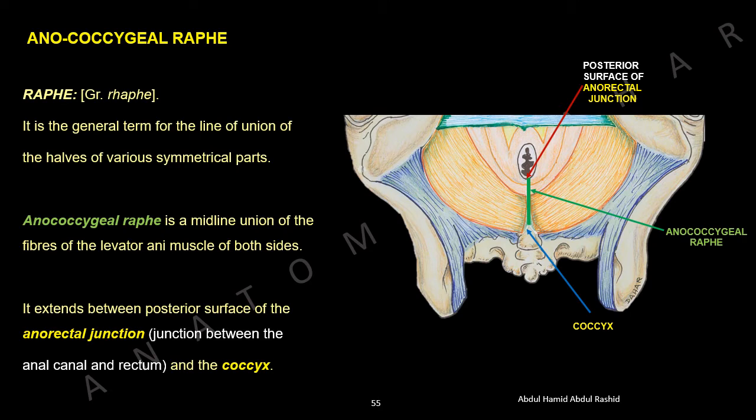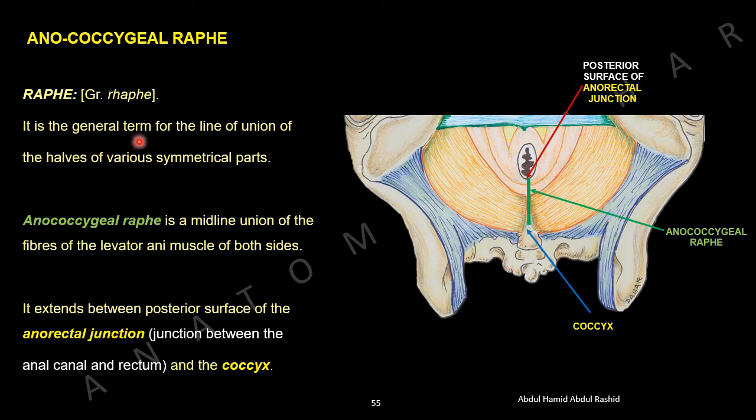Anococcygeal raphe. In this diagram, we are looking at the anal canal. The exact place is where the anal canal joins with the rectum, the anorectal junction. This is the coccyx.